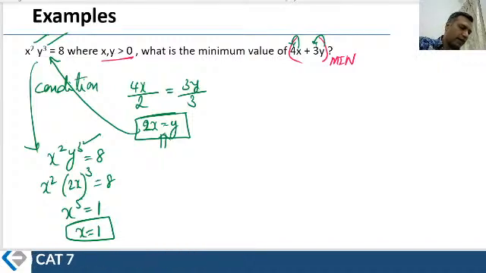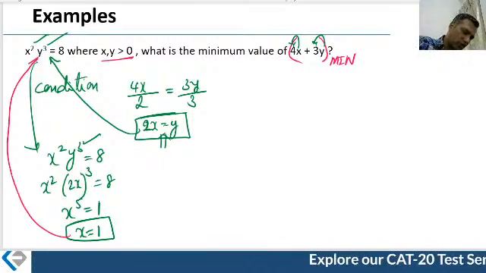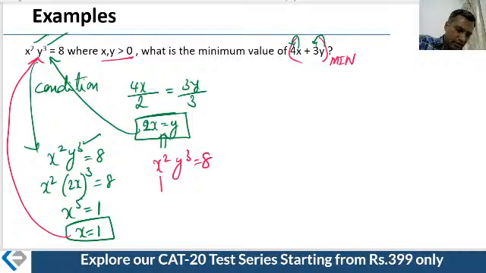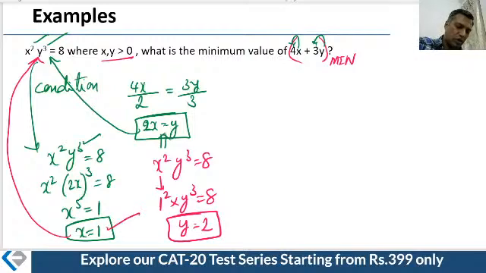Now do what? Go back again. x is equal to 1. Substitute. What is given to me? x square y cube is equal to 8, in which the value of x is 1. Therefore 1 square into y cube is equal to 8. Therefore what is the value of y? y is equal to 2. Technically now you got the value of x, you got the value of y. Now do what? Put them here.